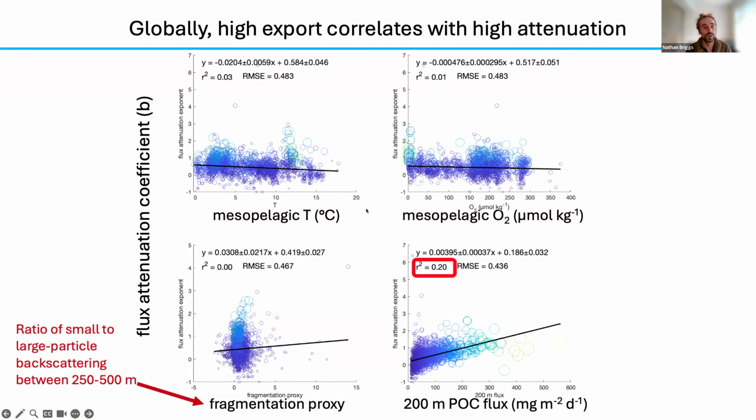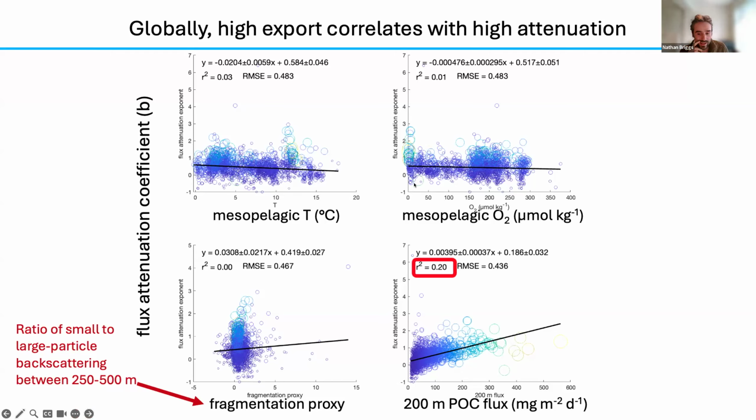We think if remineralization is driven by temperature, you might expect higher flux attenuation at higher temperatures, and we don't really find that. We actually find a slight opposite trend, but very, very small. We might think that with low oxygen, you might have higher transfer efficiency and therefore a lower flux attenuation exponent. And we don't really see that either.